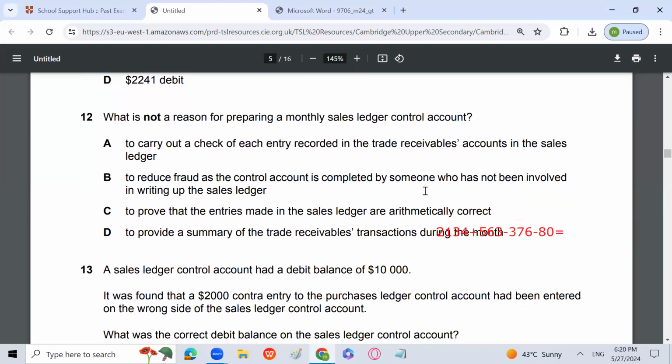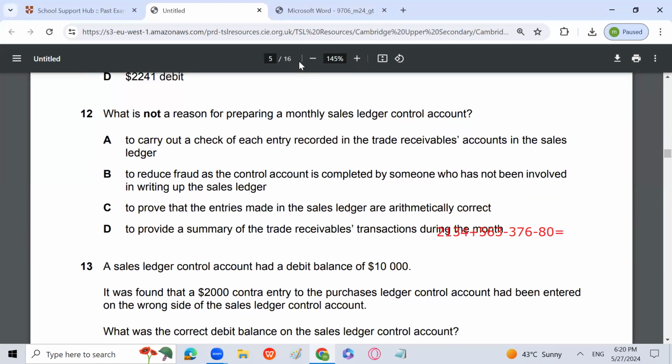We will subtract it. What is not a reason for preparing a monthly sale ledger control account? To carry out a check of each entry recorded in the trade receivables account in the sale ledger. That is true. To reduce fraud as the control account is completed by someone who has not been involved in writing up the sale ledger. That is also true. To prove that the entries made in the sale ledger are arithmetically correct. To provide a summary of the trade receivable transactions during the month. So what is not a reason for preparing a monthly sale ledger control account?